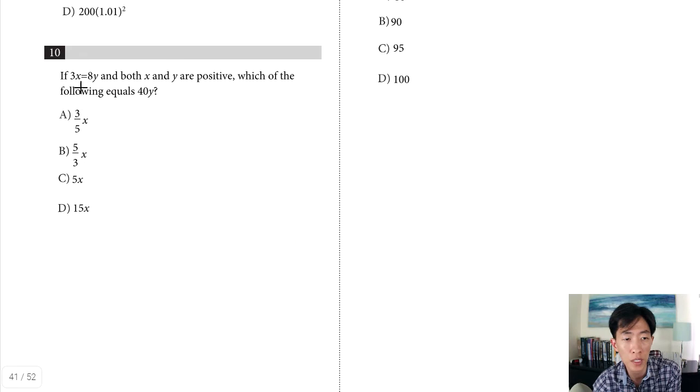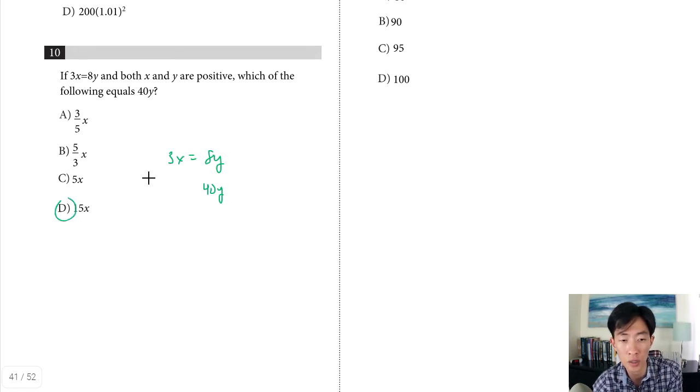Question 10: 3x equals 8y, and both x and y are positive. Which of the following equals 40y? Now, you could just do this in your head. If 3x equals 8y, and we want to know how to get to 40y, what did we do? We basically multiply the right side by 5, so you have to do the same to the left side. 3x times 5 is going to be 15x, and that's your answer.